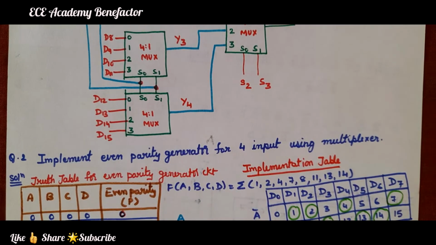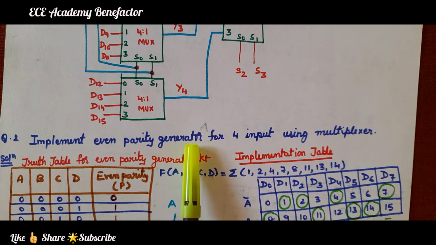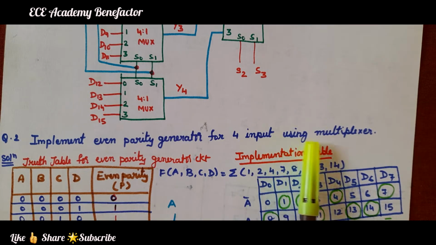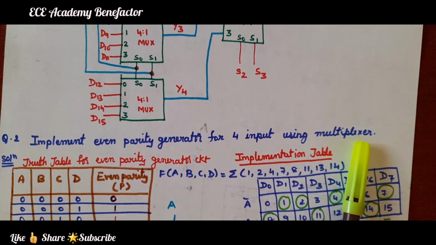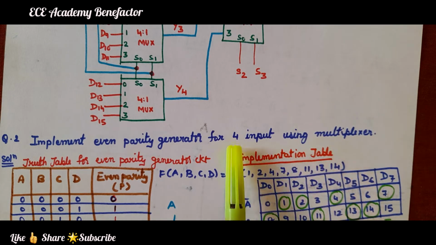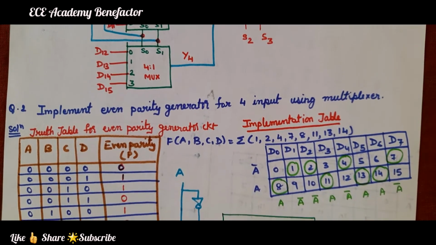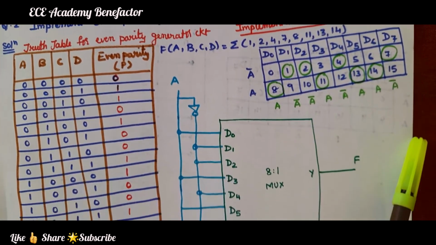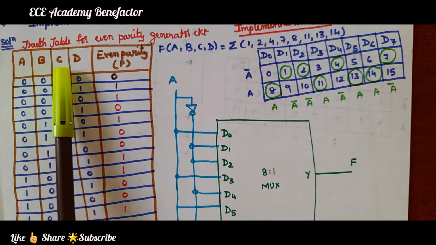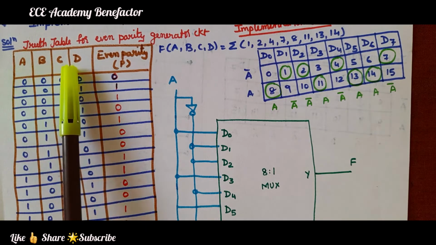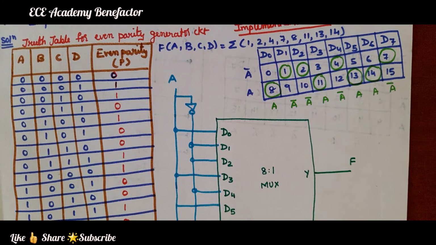Coming to the next question, the next problem is implement even parity generator for 4 inputs using multiplexer. So, we have to generate an even parity using how many inputs? 4 bits. So, let us first write the truth table of the even parity generator. So, 4 inputs are to be taken. We have taken it as A, B, C, D. So, for 4 inputs we can write total 16 combinations. 2 to the power 4 is 16.